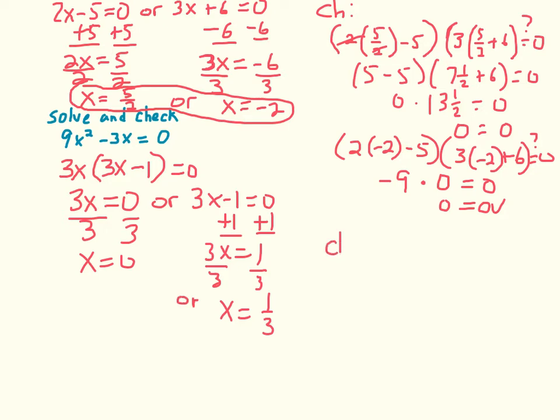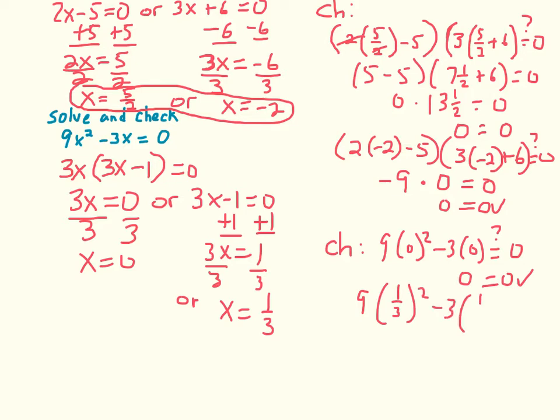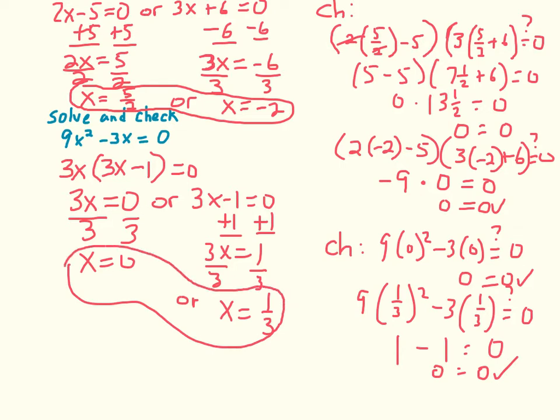And I'm going to check over here. I'm going to check in my original equation. Let's check 0 first. 9 times 0 squared minus 3 times 0, does that equal 0? Well, that's 0 equals 0. That's pretty clear. Everything equals 0 on that left side. And then I go 9 times 1/3 squared minus 3 times 1/3, does that equal 0? Well, that's 9 times 1/9, so that's going to be 1, and 3 times 1/3 is 1, so 1 minus 1, 0 equals 0, and that checks out. And so that validates those two solutions.